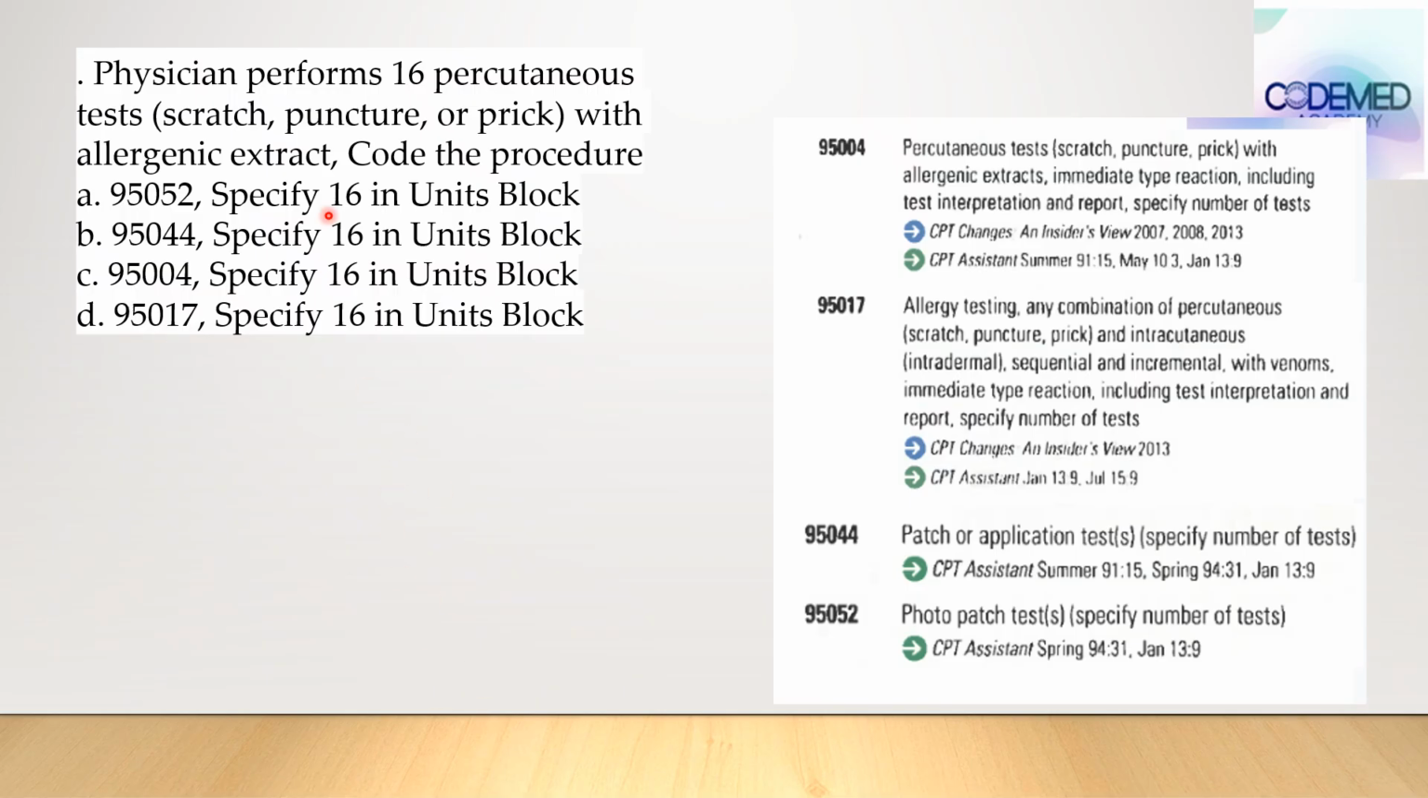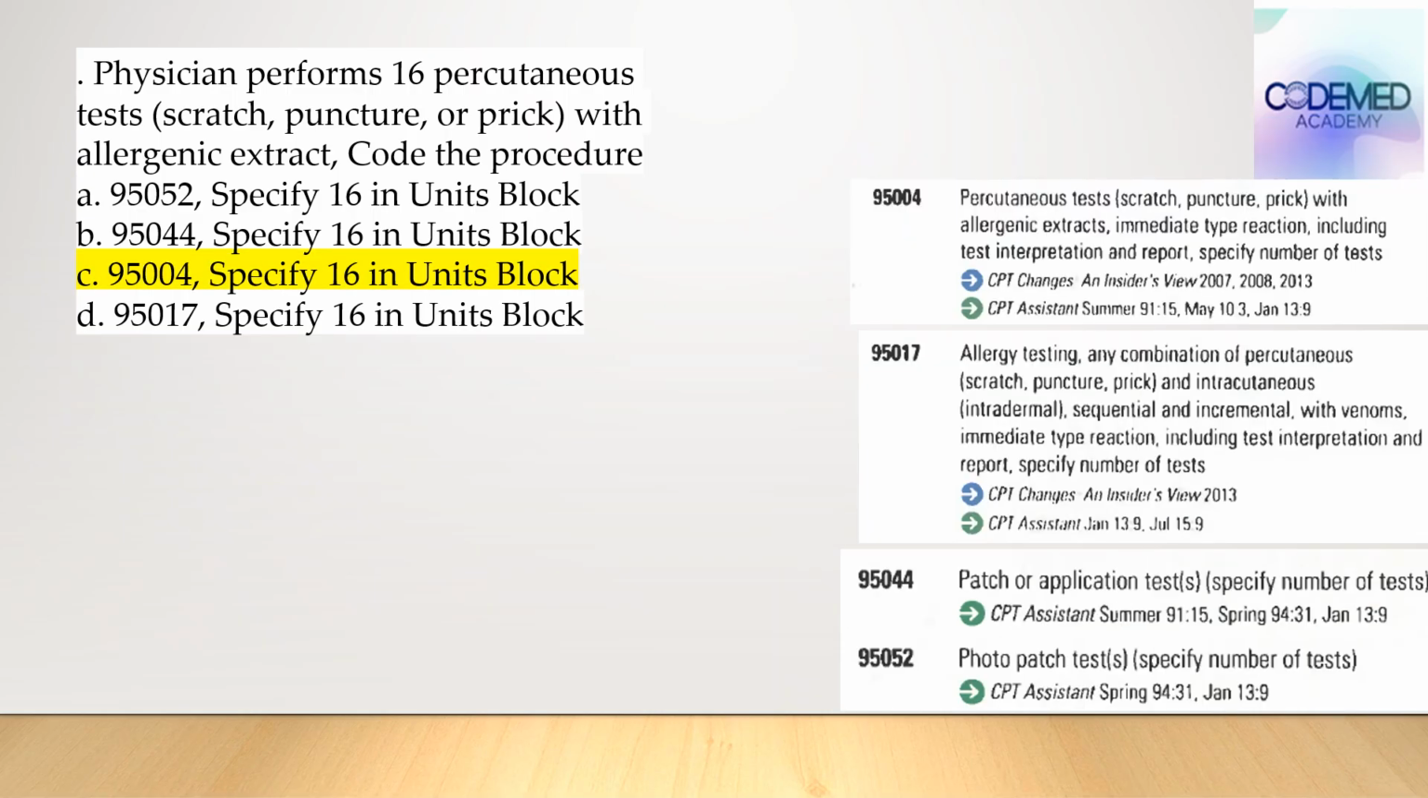The physician performs 16 cutaneous tests, scratch, puncture or prick, with allergenic extract. Code the procedure. And here are the options given. Kindly go through the options and tell me the answer. So yes, 95004 is the answer, because we are looking only for the percutaneous. 95017 also includes the intracutaneous and intradermal. And in our case, it is only the percutaneous. So we will go with the answer 95004 and specify the number of tests, 16 units.